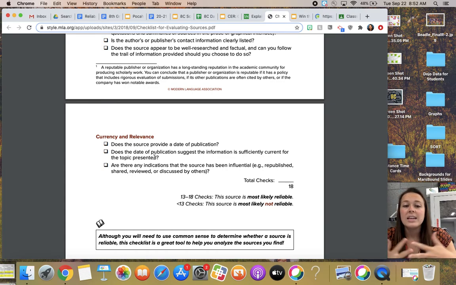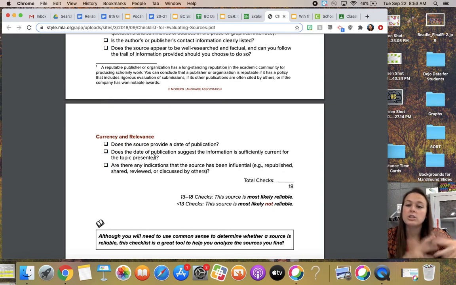And then, are there any indications that the source has been influenced? So like copied and pasted and shared by other people, discussed by other people, reviewed. So if a lot of people are sharing it, talking about it, republishing it, and discussing it, kind of in an academic way, specifically for what we're looking at, then it could be current and relevant.